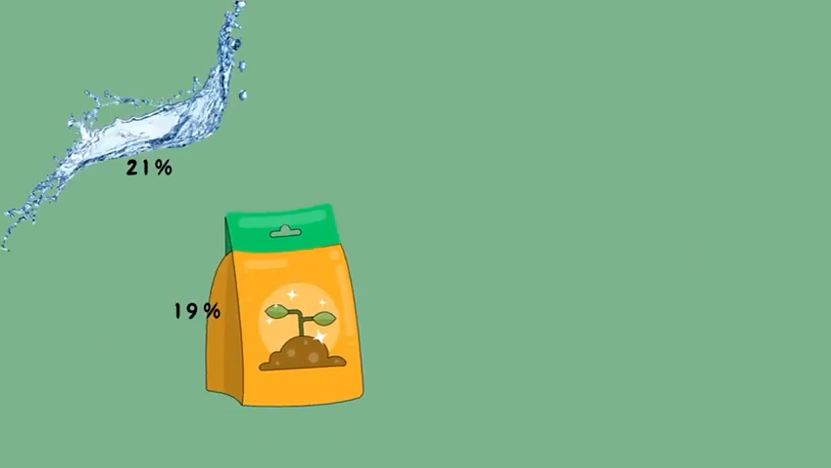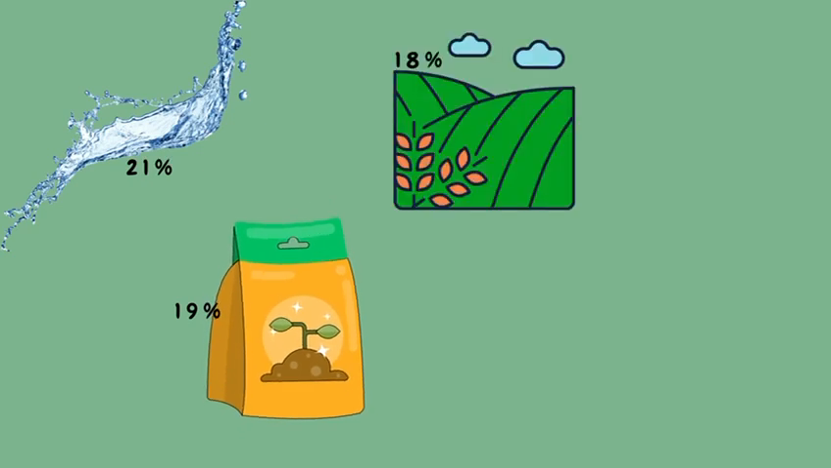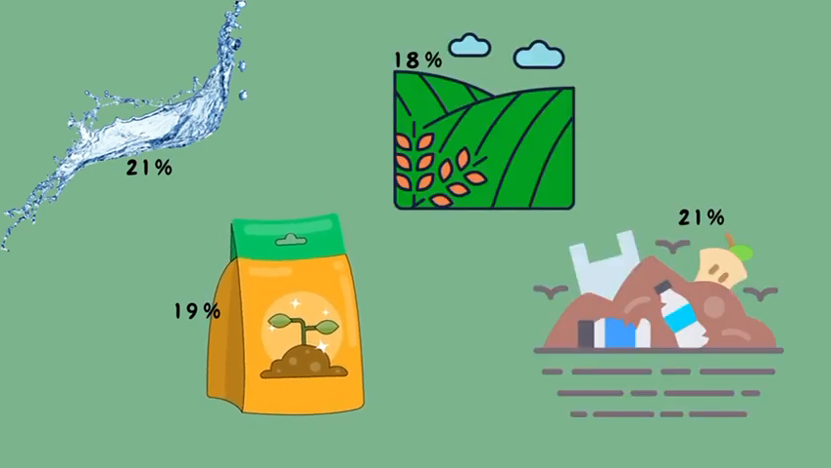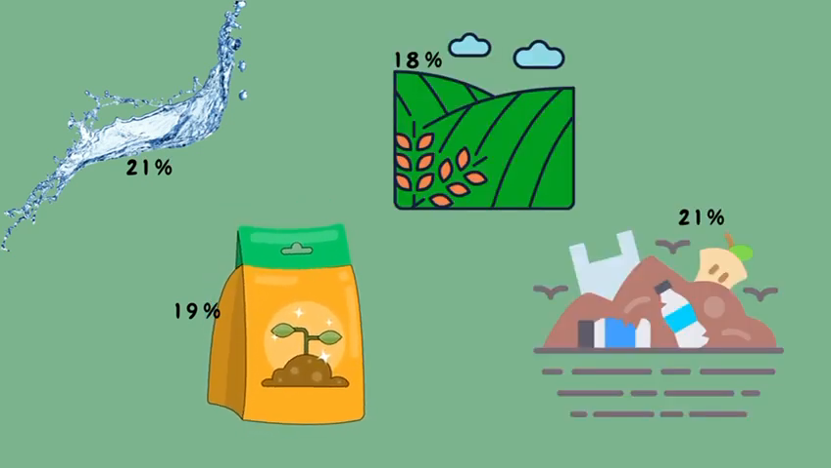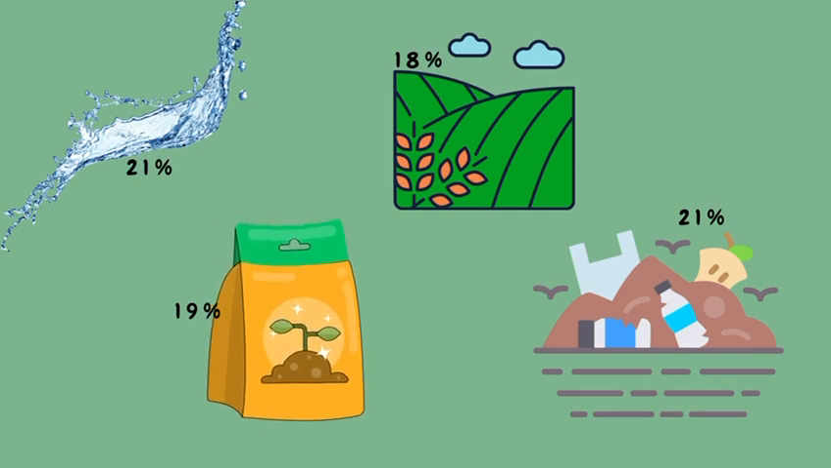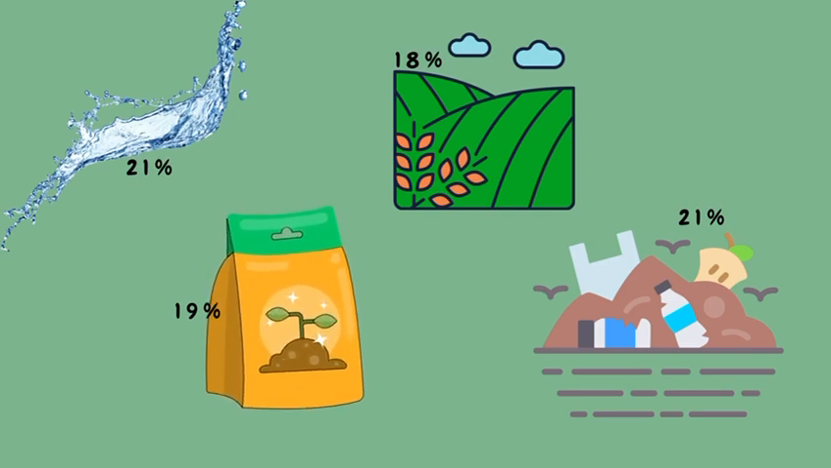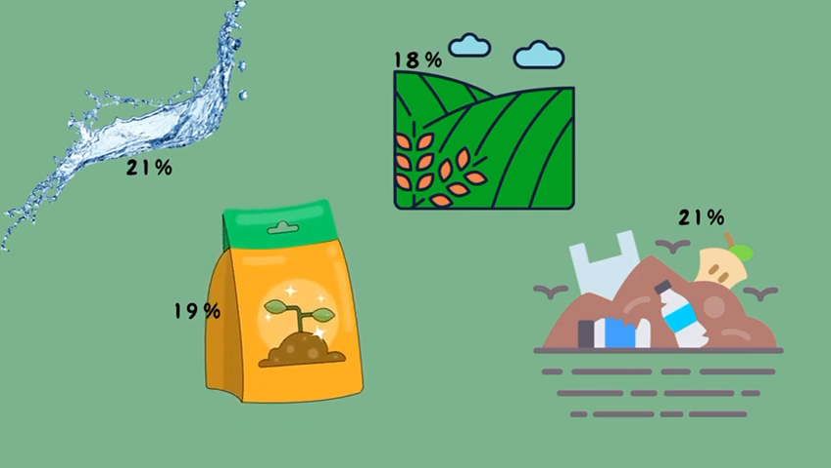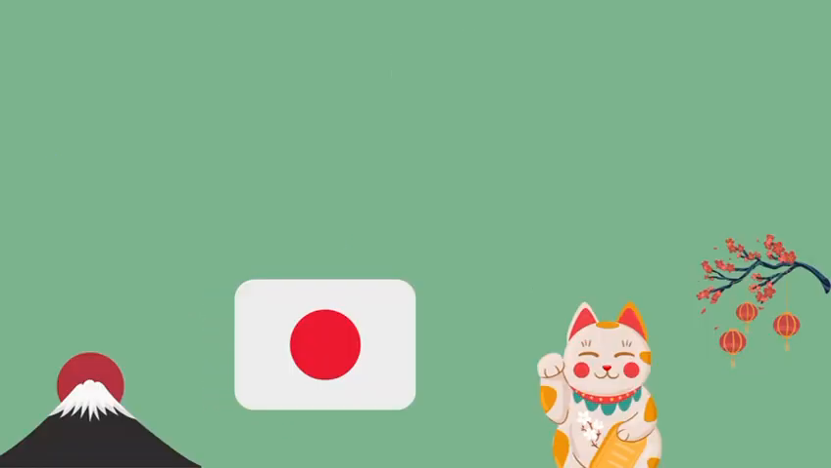Food waste uses up to 21% of fresh water, 19% of fertilizers, 18% of cropland, and 21% of landfill volume. We have the power to make a change through smarter purchasing, better storage, and donating excess food. Let's take action to fight food waste and build a more sustainable future.